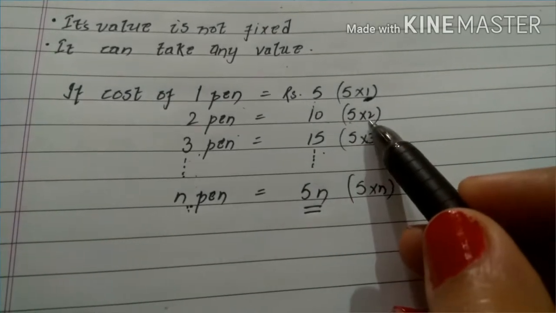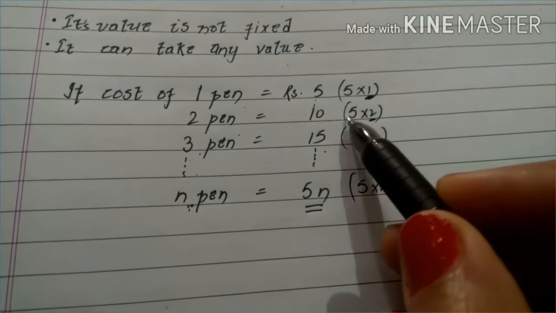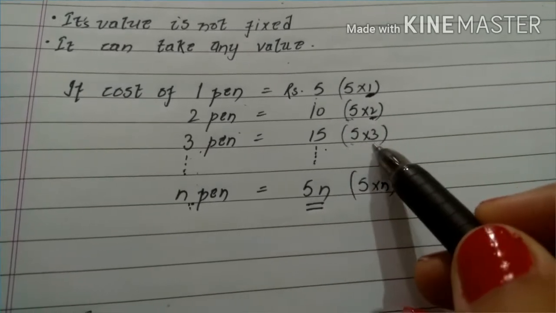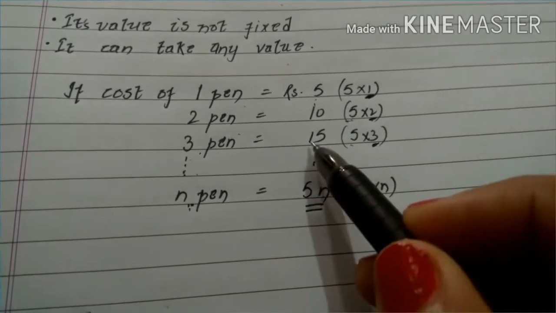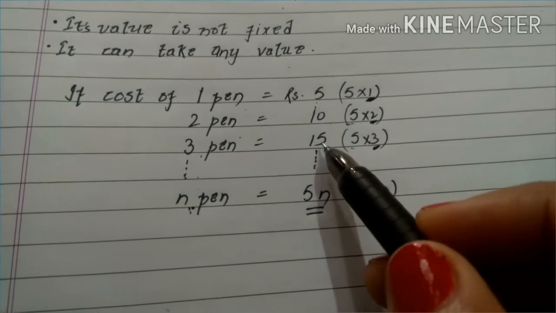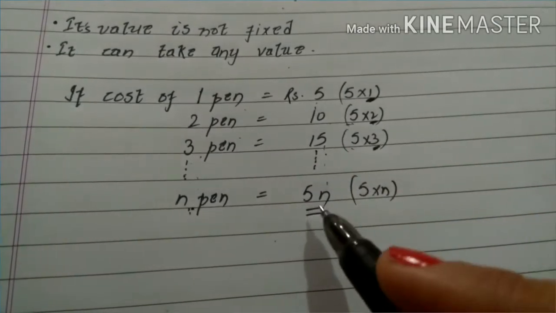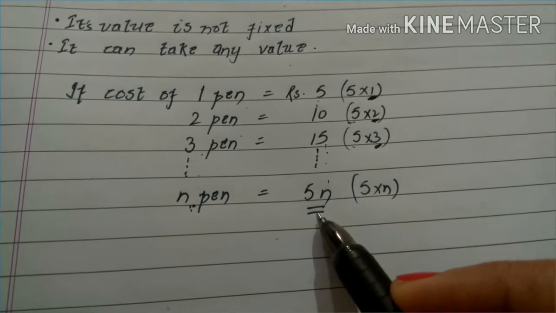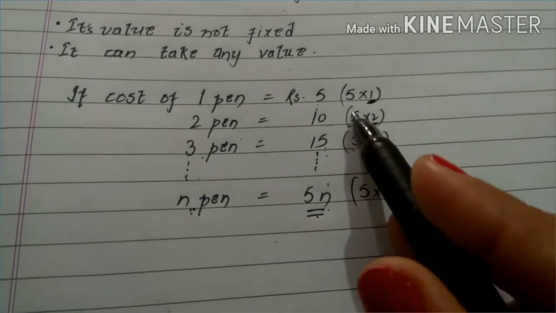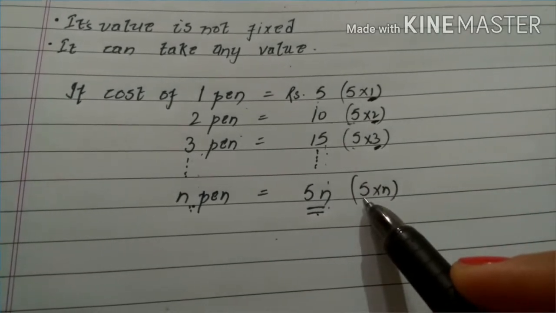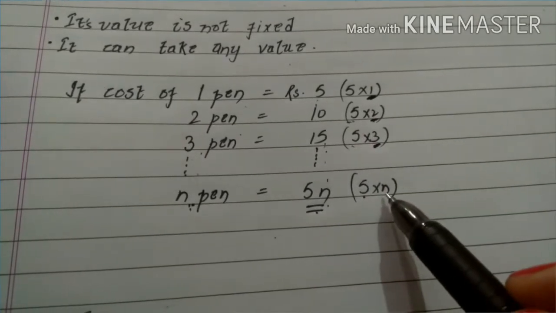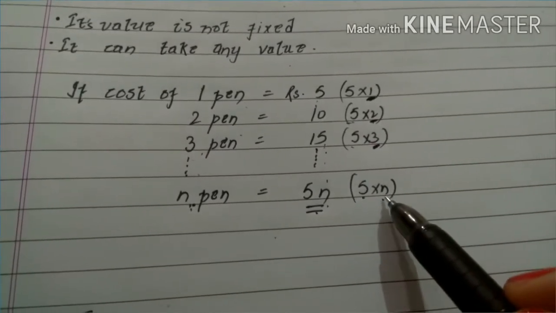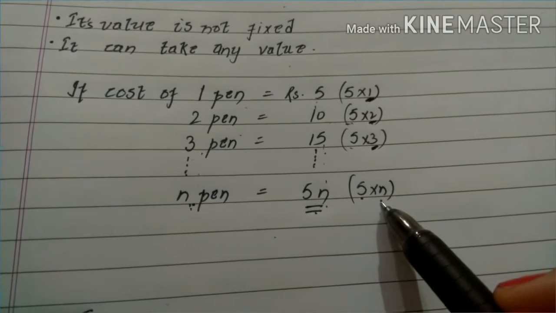5 into 2, 2 number of pens, 5 into 2. For 3 number of pens, the cost is 5 into 3, which is 15. Similarly, it goes on increasing, and we got the expression for this as 5n. How? This 5 is the cost of 1 pen, and n is the variable.